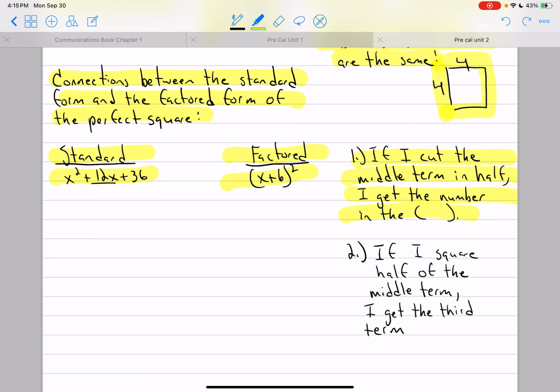The other thing that's going to be true, number 2, is if I square the half of that middle term, I'm going to get the third term. So let's go back here. That middle term, I cut it in half and I got 6. Well, if I take 6 and square it, I get 36, which is my third term. Those two pieces will always happen. They will always be true if you have a perfect square. And we're going to use those pieces and a little tricky algebra to do a process that is called completing the square.